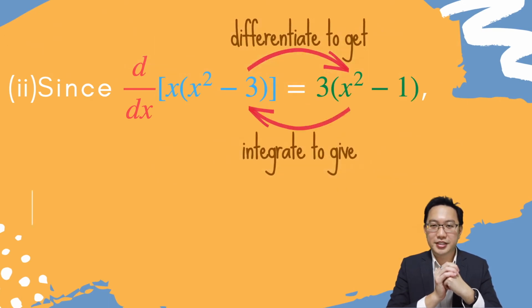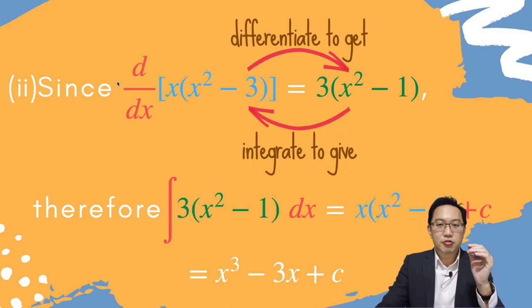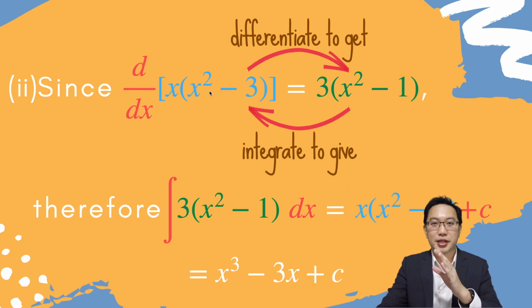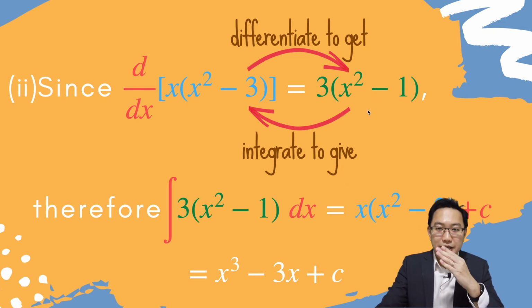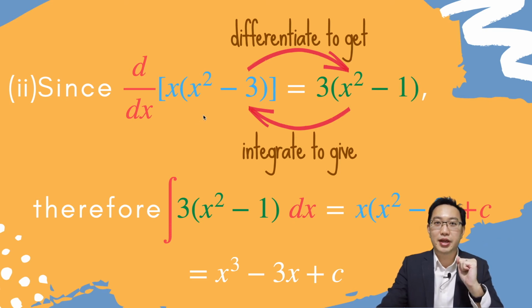Differentiate to get this, integrate to give this. You realize that differentiation and integration are the reverse process of each other. So if I differentiate x bracket x squared minus 3 to get 3 bracket x squared minus 1, then I can integrate 3 bracket x squared minus 1 to give me x bracket x squared minus 3. So I can do it both ways. If I integrate this, I'll get this. If I differentiate this, I'll get this. If I integrate this back, I can get back my original function.